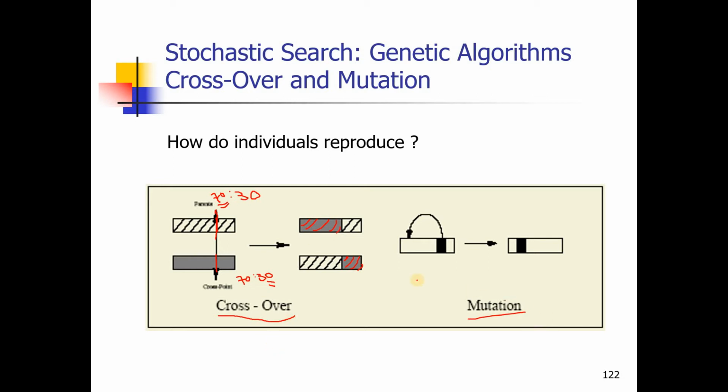On the other hand, in the case of mutation, one of the bits, or one of the genes inside the chromosome, is changed, either randomly.